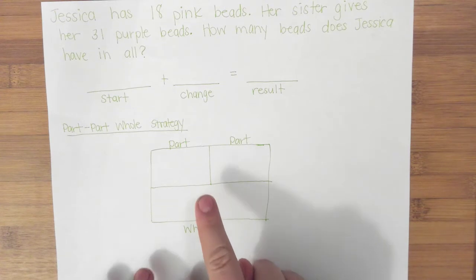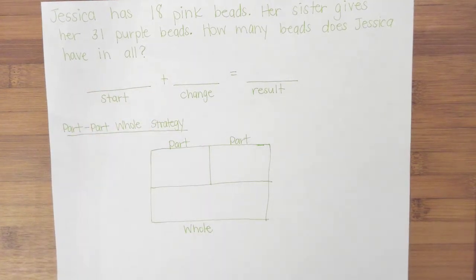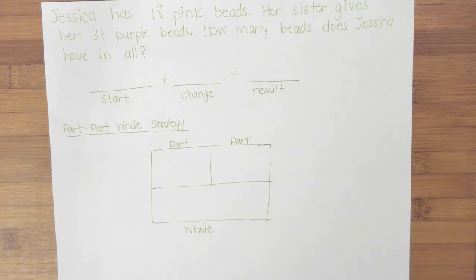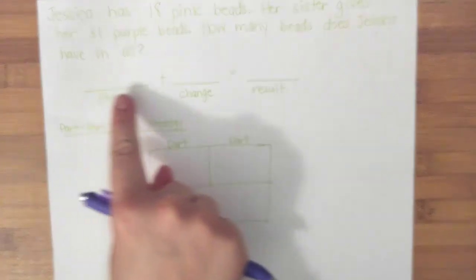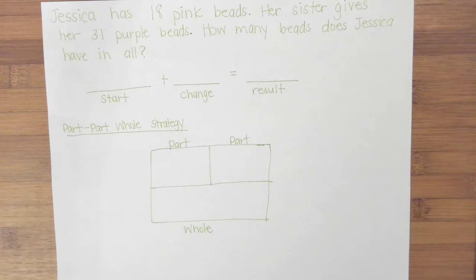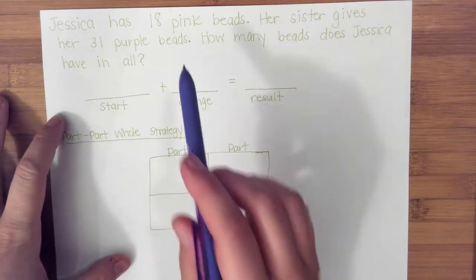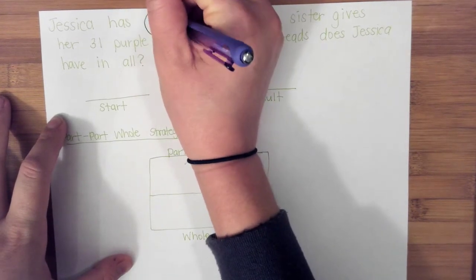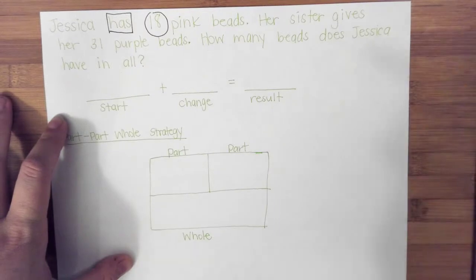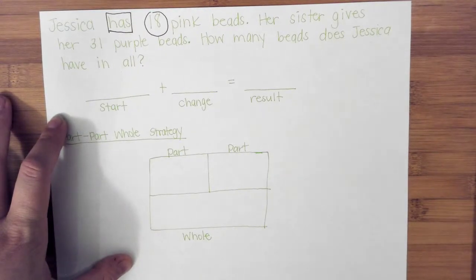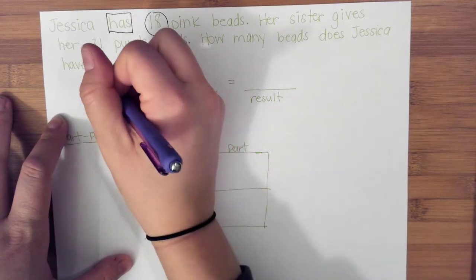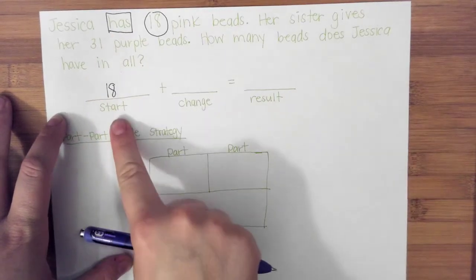So if I'm looking at my problem today, it says Jessica has 18 pink beads. Her sister gives her 31 purple beads. How many beads does Jessica have in all? So if I want to think about this problem, I've got to think about filling in my equation first and the parts I do know. So if I look at that first sentence, it says Jessica has 18 pink beads. Well, I know Jessica has 18 beads. So I know that's my start. I know that she has started with 18 beads.